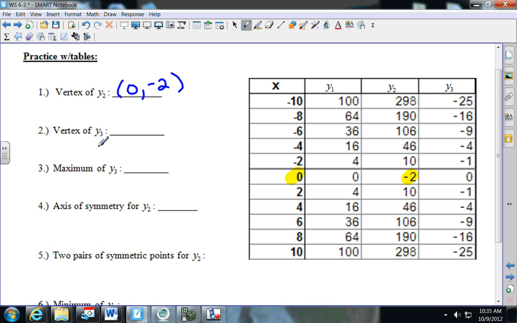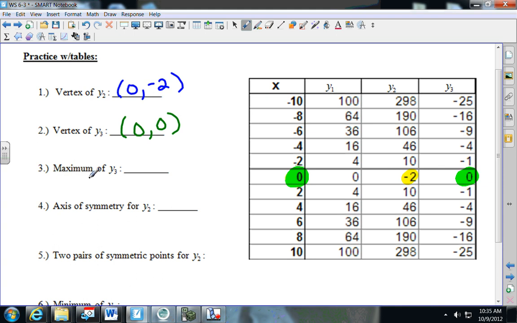The vertex of Y3, look in the Y3 column, you've got symmetric pairs. You've got the numbers that match up, -16, -16, -9, -9. The only one that doesn't, 0 does not have a partner. Go over here to the X column, and so now we have, for this vertex, 0, 0.